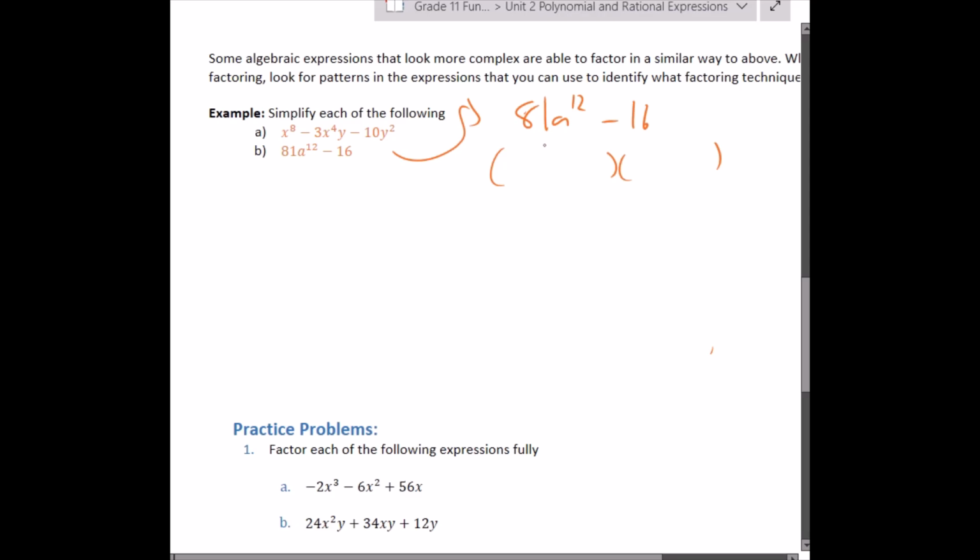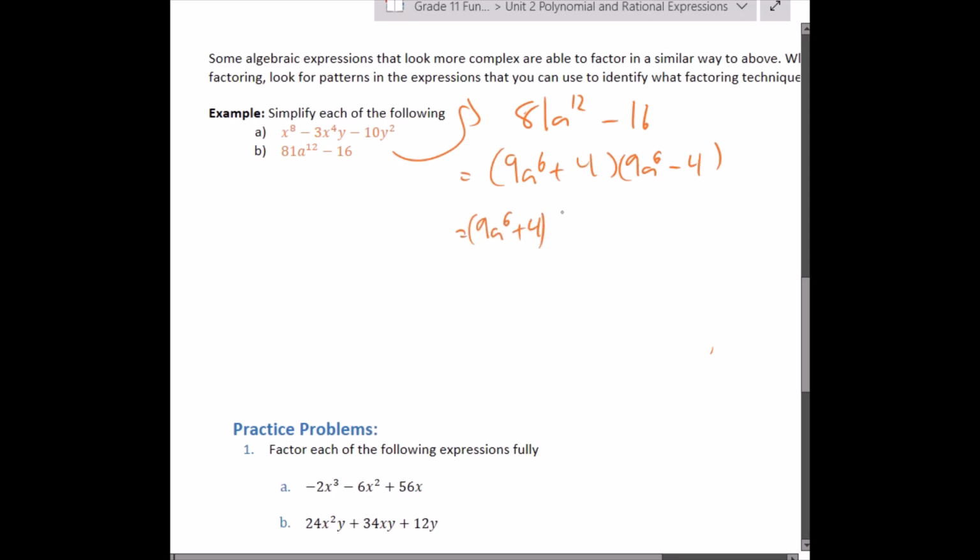So two brackets. The root of 81 is 9. The root of a to the power of 12 is a to the power of 6. Then it's minus 4. Actually, let's do plus first: 9a to the power of 6 plus 4 times 9a to the power of 6 minus 4. We'll change it around because when I look at this factored form we've created, it turns out that the bracket on the right can also be factored. It is a difference of squares. So we have 9a to the power of 6 plus 4 staying here.